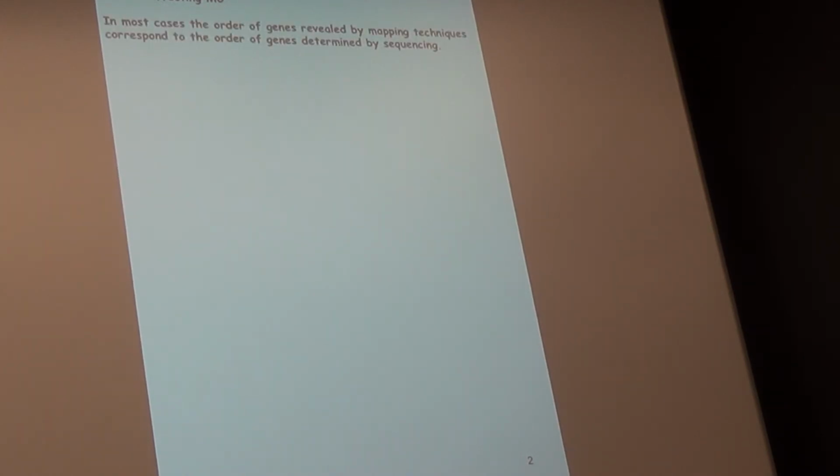Okay? So in most cases, the order of the genes that is revealed by these mapping experiments stays true. It does not change. When we sequence the DNA, we determine the order of the genes, and the order determined by recombination mapping more or less matches the order based on sequence. So that's not a problem. The problem is in the distances between genes. The physical distances between genes do not always correspond to the map units. And the reason for that is what I'm going to talk about now.